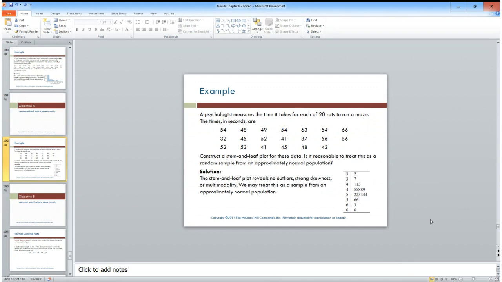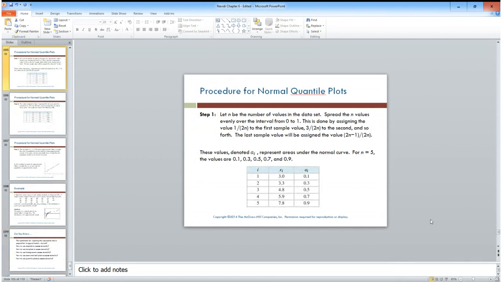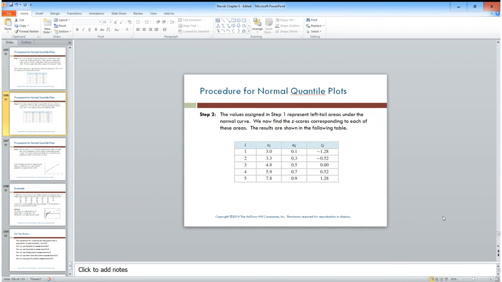And then also quantile plots, which is the last one. Here's just a sample of five, and they show you how to do these quantiles, but it's a lot of steps. If you ever need to actually calculate one, I know where there's a site where you can just paste your data in and it'll create it for you. But anyway, it's several steps. And basically what you end up doing is you sort them and then you plot.